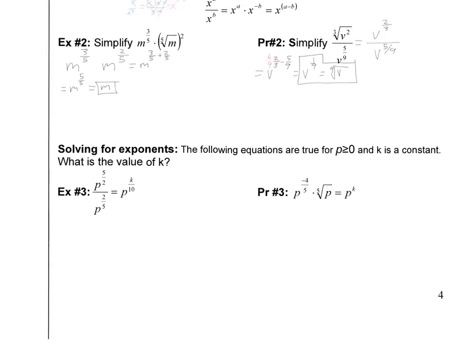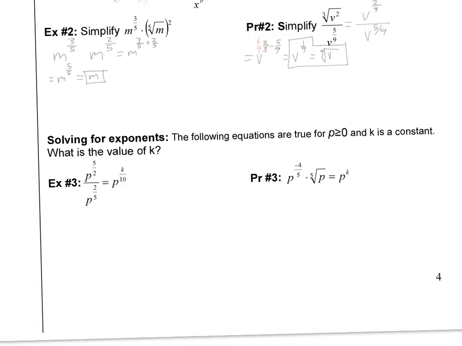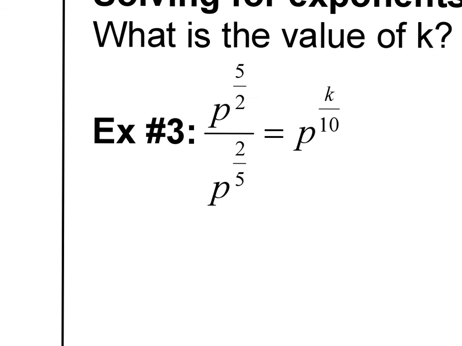Now, what if they ask us to solve an equation that's got a bunch of exponents in it? Well, let's think about this. Let's do example number 3 to see how we could attack a problem like this. They want us to figure out what k is, and that's all fine and good, but we need to get the left side to look just like this so we can figure out what the k is. So the first thing I see is I can actually write this as p to the 5/2 minus 2/5, right? Because they're the same base, so I can just subtract the exponents. And this equals p to the k over 10.